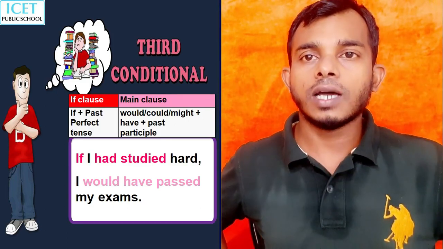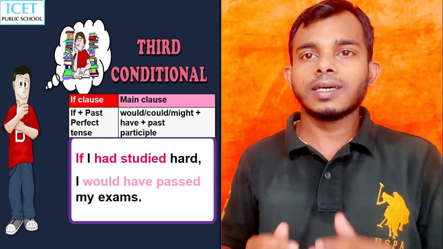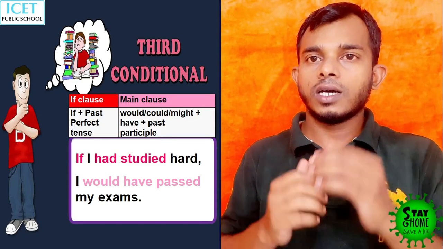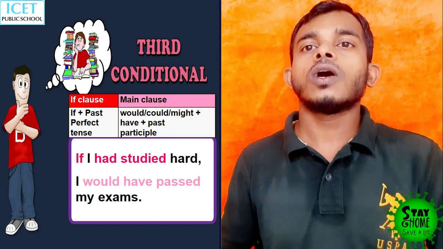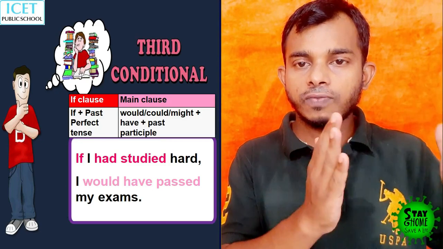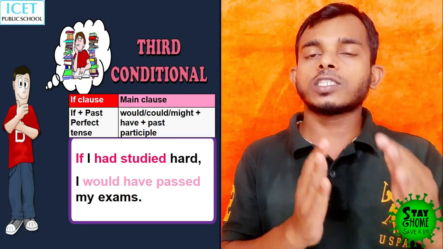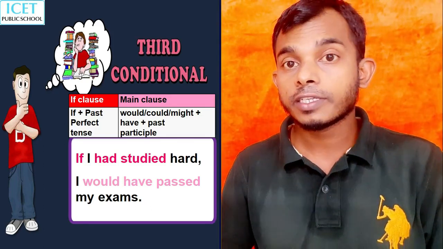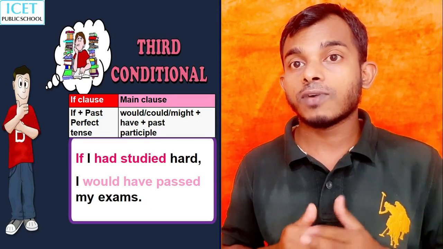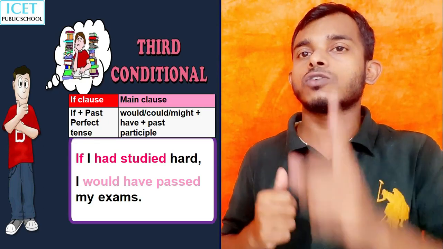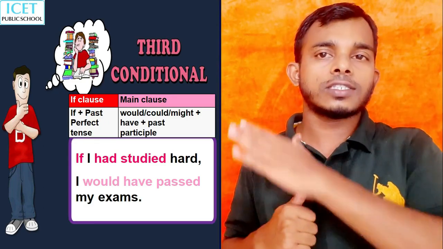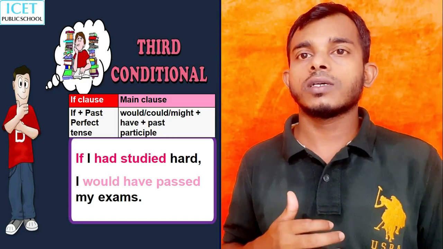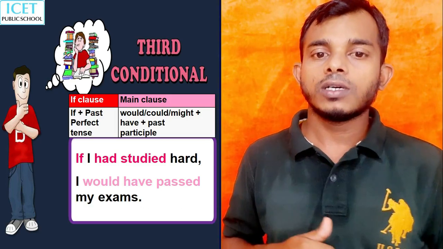Next, the last one is third conditional. In third conditional, I will tell you the tense forms. The first part, the if clause, will be written in past perfect tense. Can you say an example for past perfect tense? For this, I told you to learn. It is very clear, that's why I will not give an example.